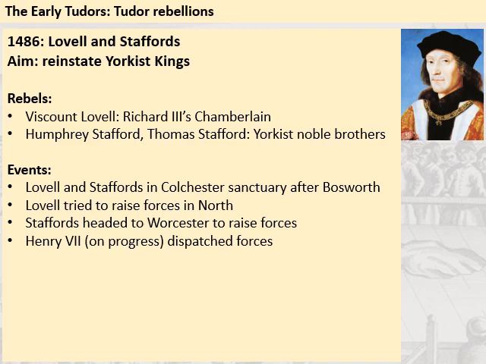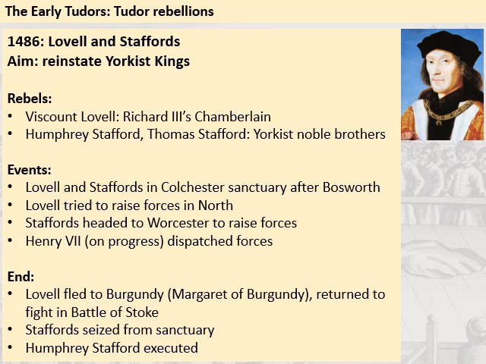And there they plotted and hatched a plan where Lovell would head north to raise forces and the Staffords would head west to Worcester. And once they'd raised forces, they would combine and then face Henry militarily. Now Henry caught wind of this. He was actually on progress in the provinces at the time, and he promptly dispatched forces to confront the Staffords. When Lovell heard of this, he fled the country.